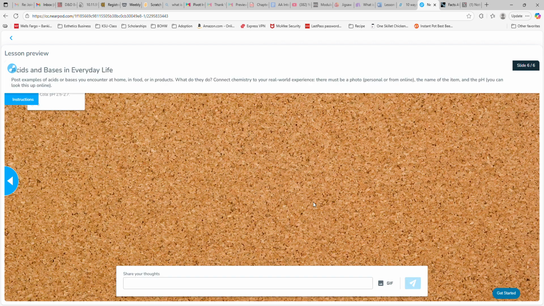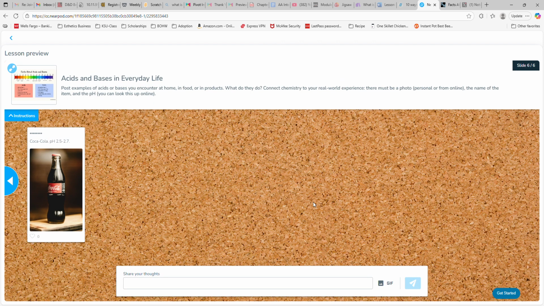Then slide 6, this one I think is a fun end for them. So the assignment is: post examples of acids and bases that you encounter at home or in food or in products. What do they do? Connect chemistry to your real world experience. So these are the requirements.